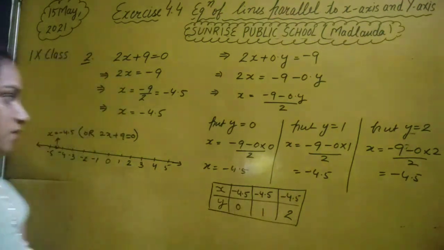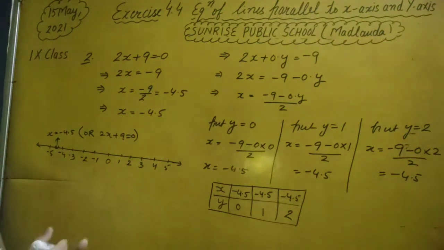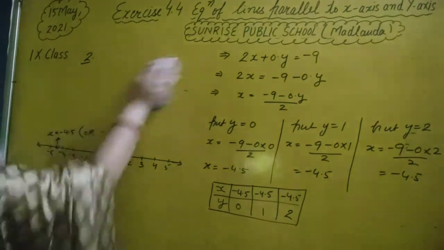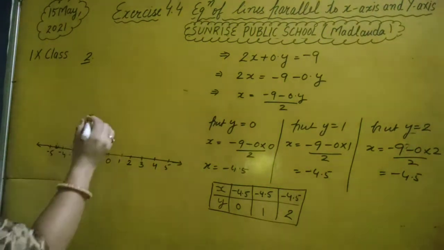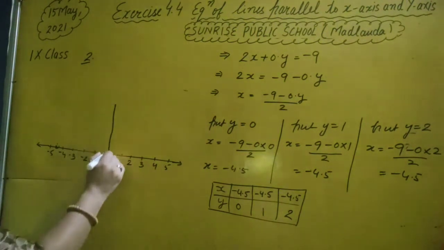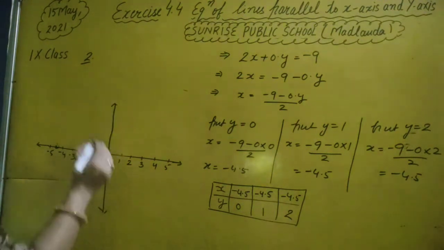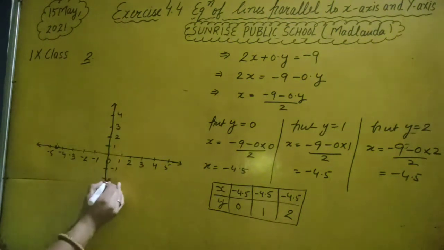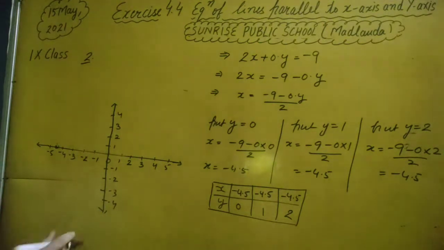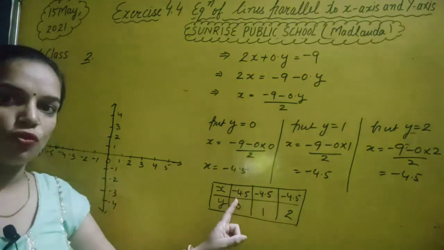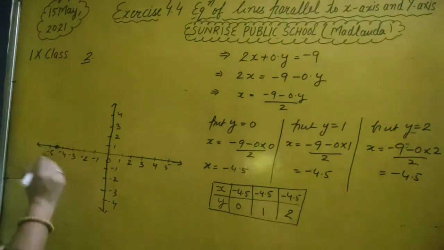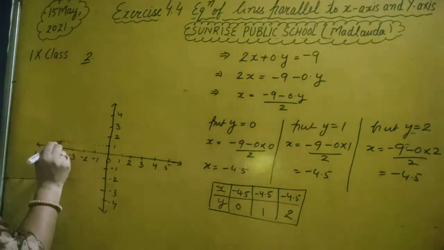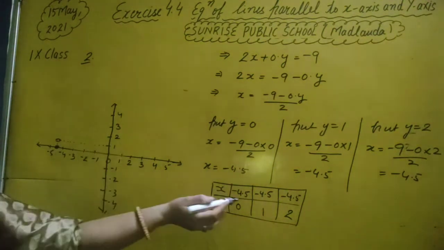Now we will form the graph. To form the graph we will make x and y axis. मैं इसी ग्राफ को कन्वर्ट करती हूँ इन x y plane, cartesian plane में. There will be 1, 2, 3, 4, -1, -2, -3, -4. Now firstly the first point, that is -4.5, 0. Second point -4.5, 1. It will be in front of 1, this point. And the third, that is for y is 2.